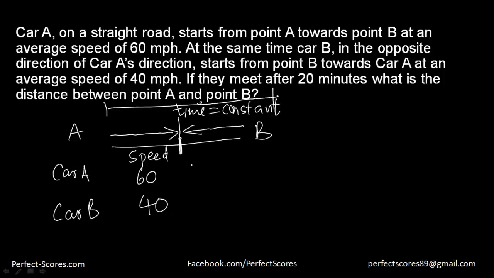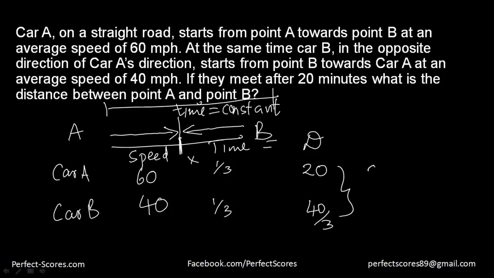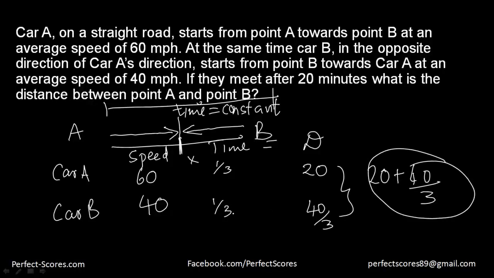So it says that they meet each other after 20 minutes. So the time over here is 1 by 3 hours, right? 20 minutes is 20 by 60 hours, which is 1 by 3 hours. Again, the time here is 1 by 3 hours, and the distance traveled is equal to speed into time, which is 20 here, and 40 by 3 here. So the total distance is equal to 20 plus 40 by 3. Since there are no answer options, I'll suggest this as my answer.